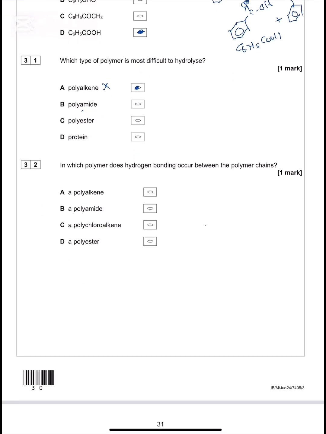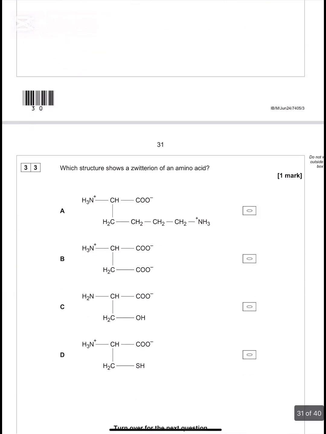In which polymer does hydrogen bonding occur between the polymer chains? We need to look for something that has an NH or an OH. Polyalkene doesn't have any. Polyamide does because it has an NH in the amide bond. The polychloroalkane doesn't have NH or OH, and polyester as well, they don't because they have the ester functional group. There is no OH or NH. So it's B.